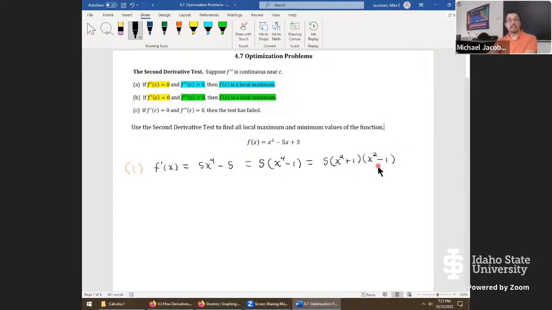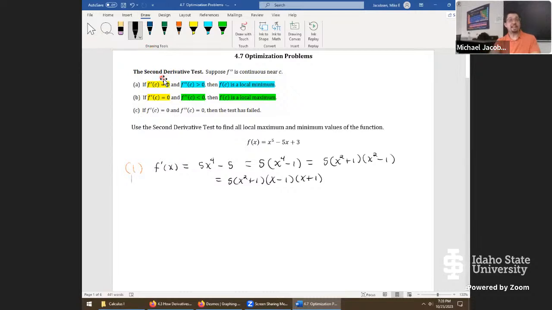But this one's a difference of squares again. So we can now say we have 5 times x squared plus 1 times x minus 1 times x plus 1. Let me try to fix those x's. They're looking a little deflated. X minus 1 times x plus 1. So that's our first derivative. For finding a critical number, I'd say that's most simplified form. Now let's go for this.